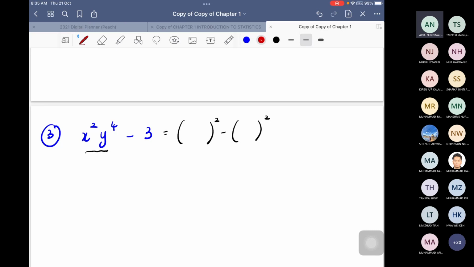So what should I put in there? XY square. Yeah, that's right. So for this case, it is xy square. So why is it xy square?